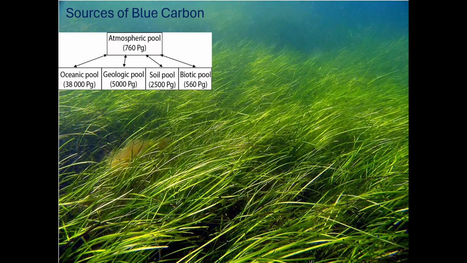So I've got a picture of a seagrass. Now, in areas where you've got mangroves and seagrasses co-occurring, typically the seagrasses are at a slightly lower elevation than the mangroves themselves.